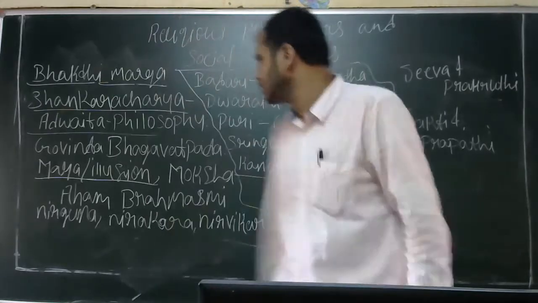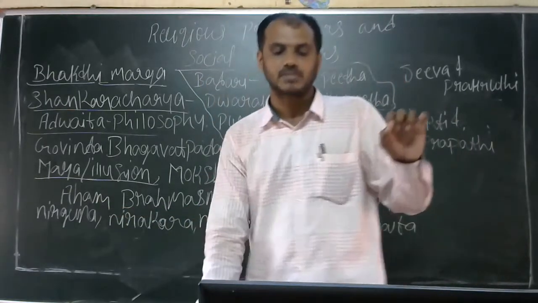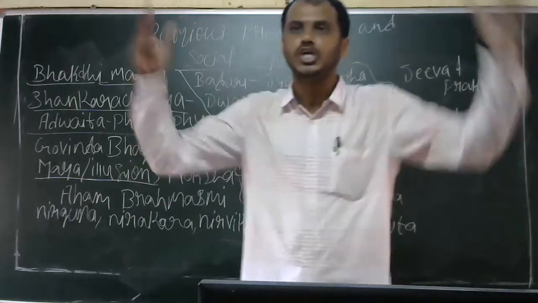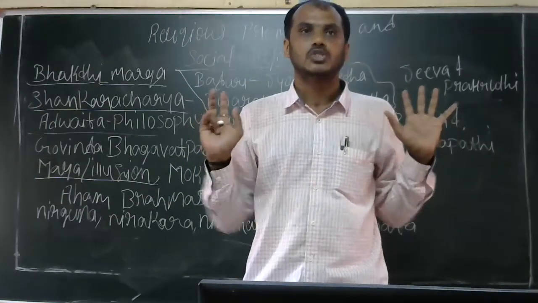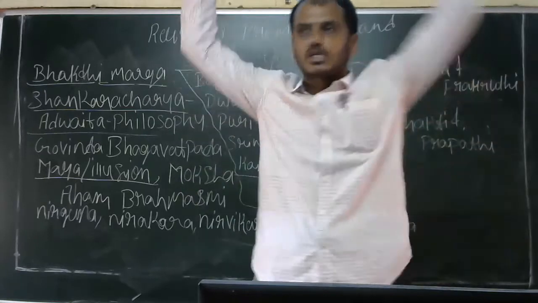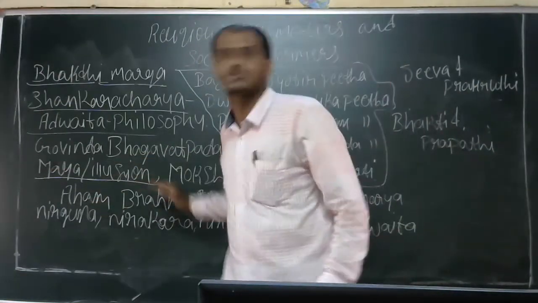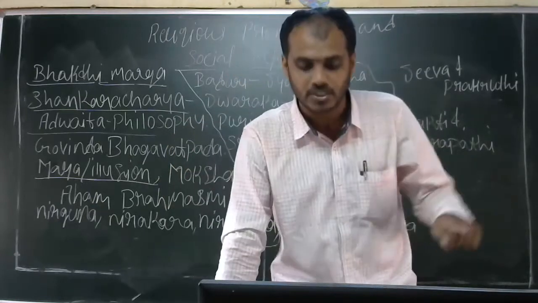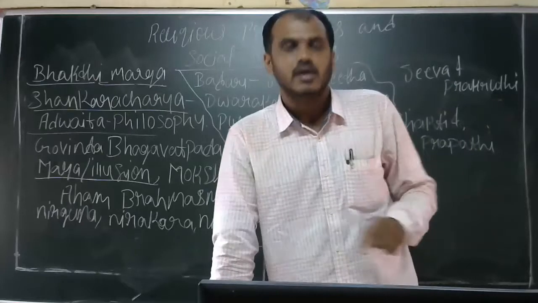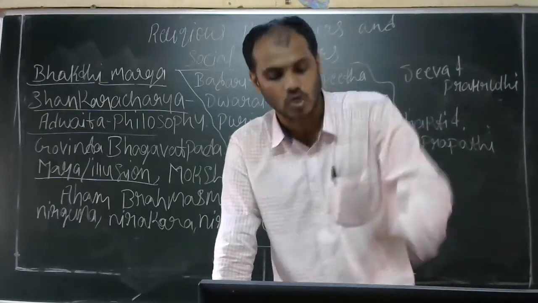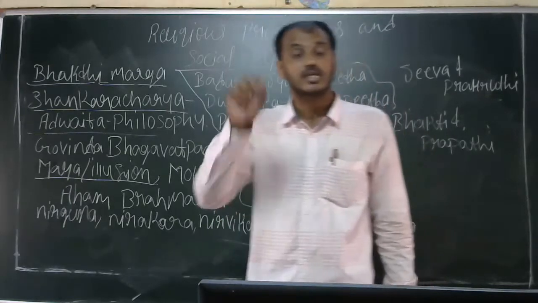Aham Brahmasmi. Aham Brahmasmi means each and everybody is under Brahma itself. The human soul, after death, has to merge with the absolute truth, meaning Brahma itself. So he says Aham Brahmasmi. He declared Brahma is the truth.